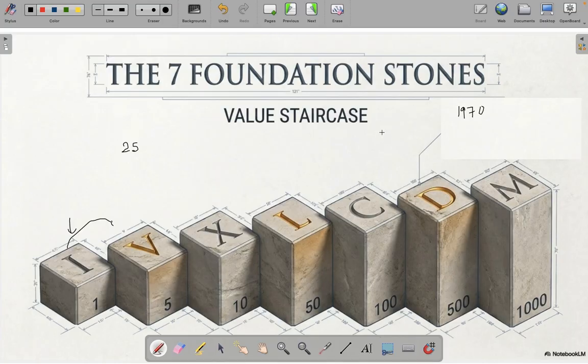Sir, there is a doubt. Yeah, go ahead. Sir, what is the letter for 5000? 5000 is a V bar. If you use the letter for 5, V, and just put a bar over it, that is the bar. If you just write V, it will represent 5. If you use a V bar, it will represent 5000. Okay? Yes, sir. Okay.